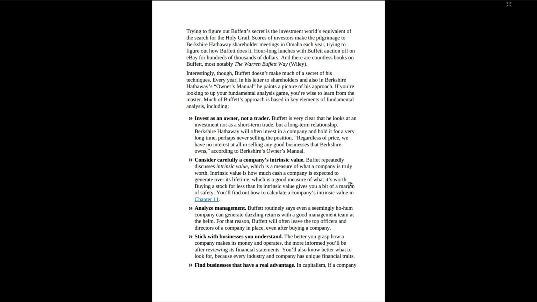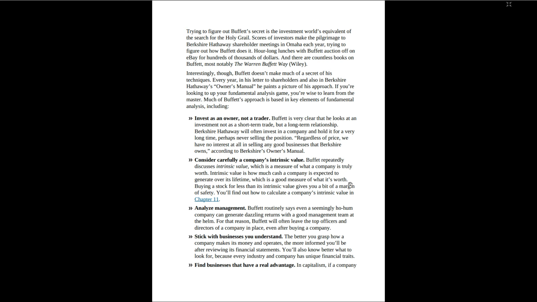Consider carefully a company's intrinsic value. Buffett repeatedly discusses intrinsic value, which is a measure of what a company is truly worth. Intrinsic value is how much cash a company is expected to generate over its lifetime, which is a good measure of its worth. Buying a stock for less than its intrinsic value gives you a bit of a margin of safety. You will find out how to calculate companies' intrinsic value in chapter 11.